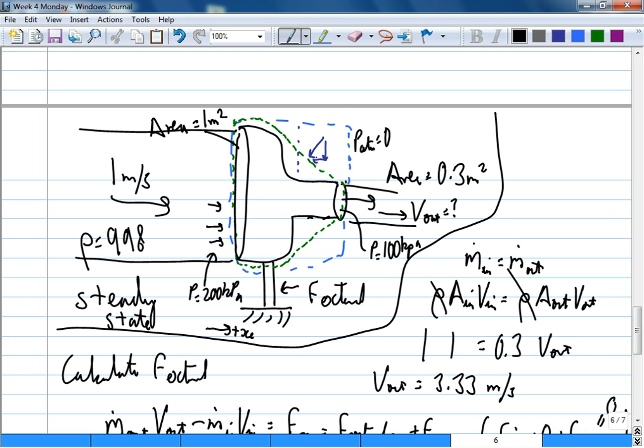So this one's the same. You're going from 1 meter per second to 3.33 meters per second. Mass flow rate in and out is the same. So for you to go faster, the external force needs to push you. And that external force will be from the chamber or the walls of the control volume and so forth. Is that okay?